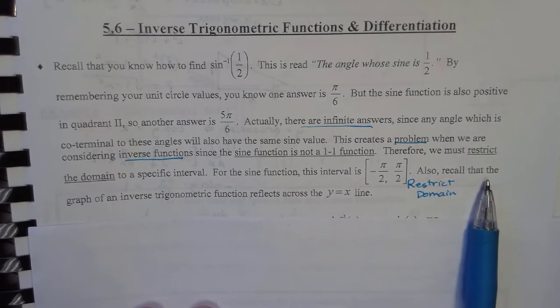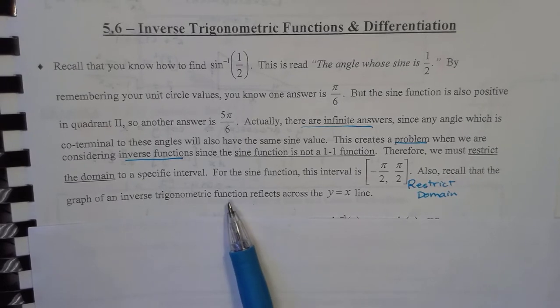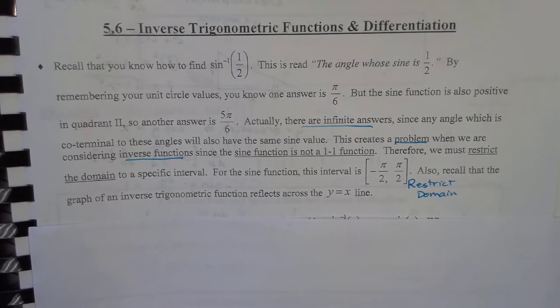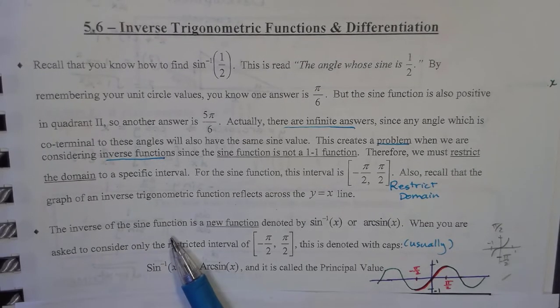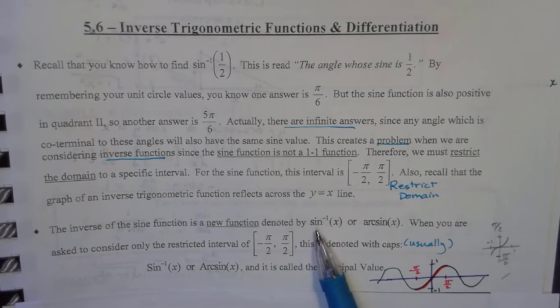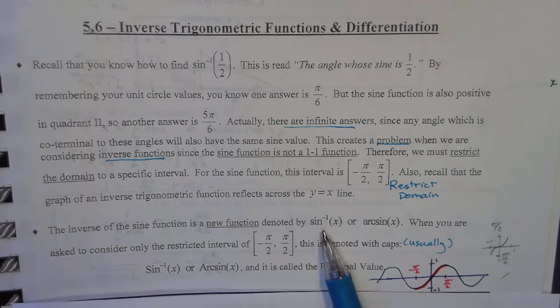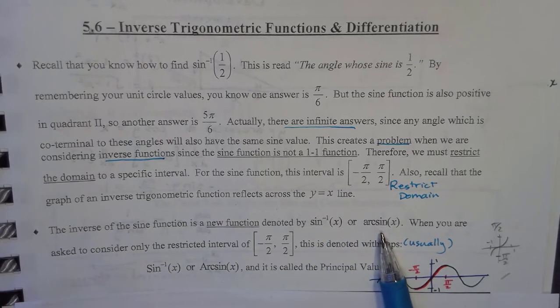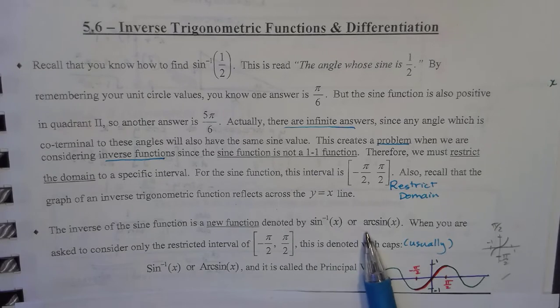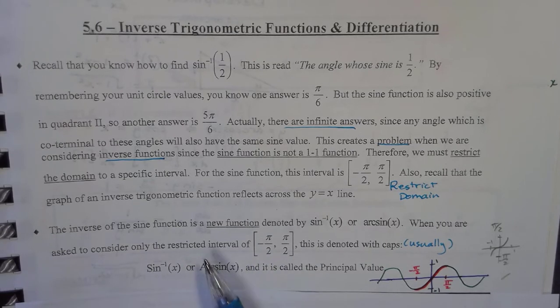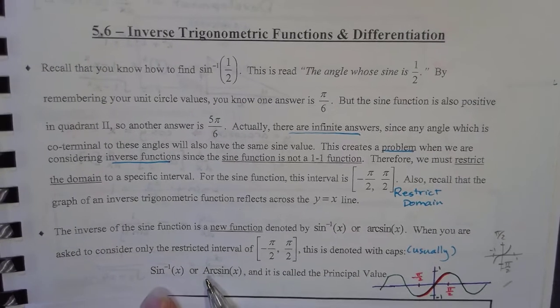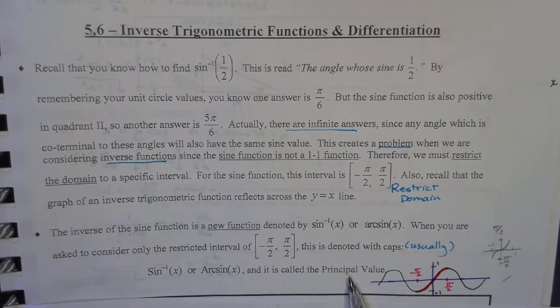Now, also, recall that the graph of an inverse trigonometric function reflects across the y = x line. The inverse of the sine function is a new function, denoted by sine to the -1 of x. We call that inverse sine, or we can also call it arc sine. You will see it both ways, so be comfortable with both. When you are asked to consider only the restricted interval from -pi/2 to pi/2 inclusive, so a closed interval, this is often denoted with caps, but it's called the principal value.